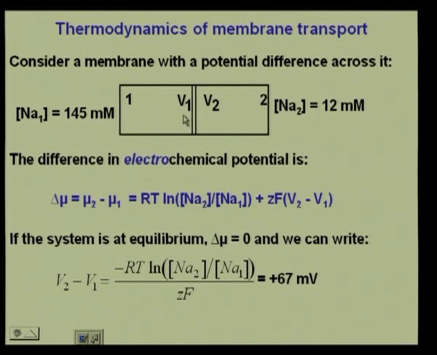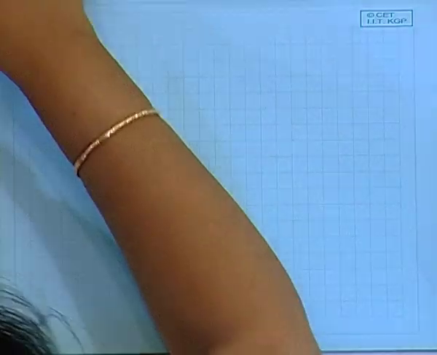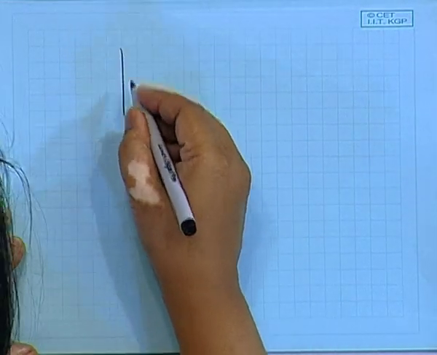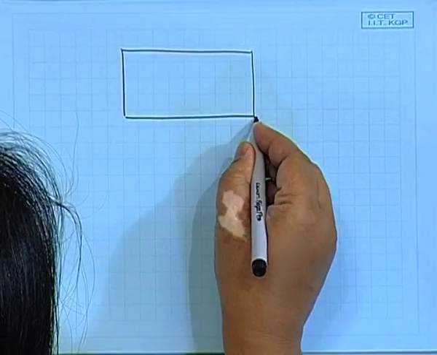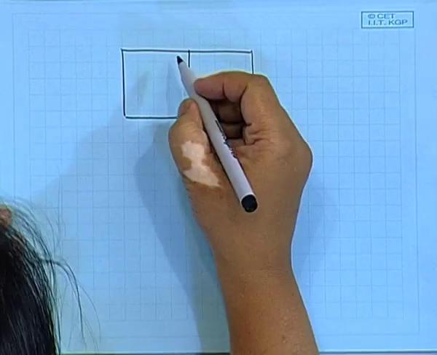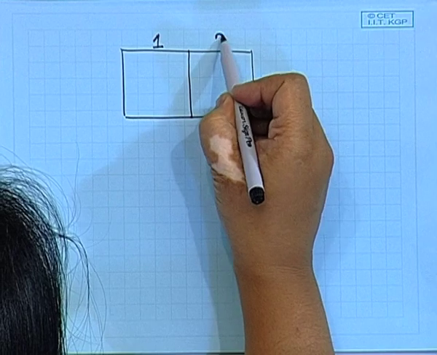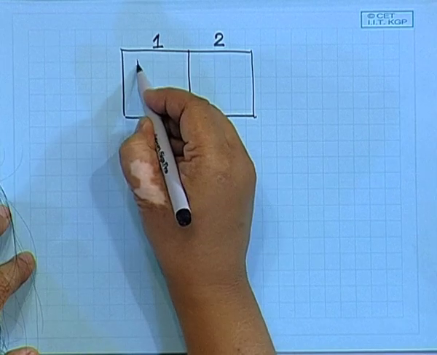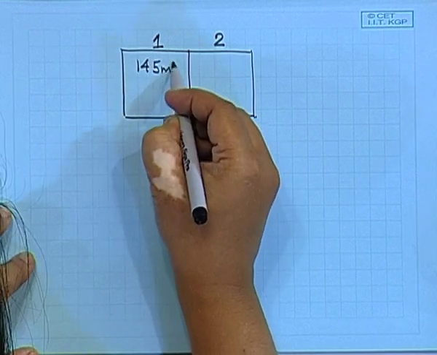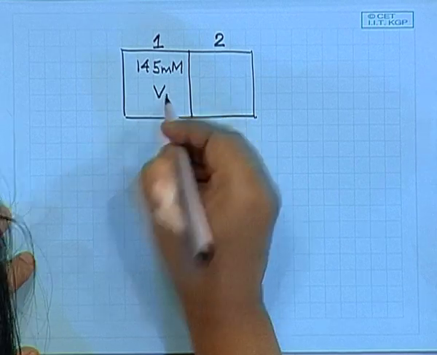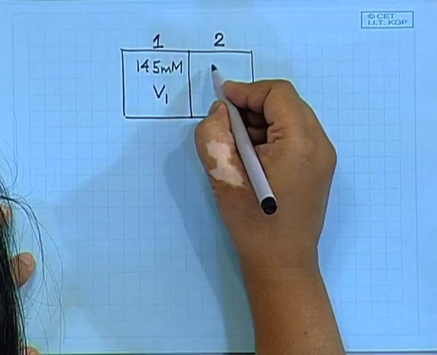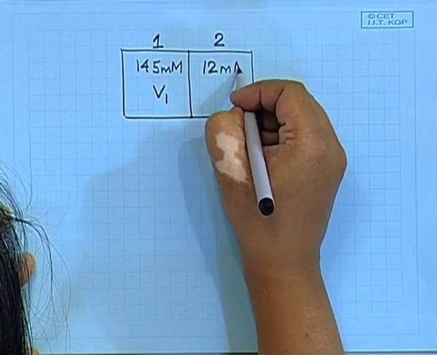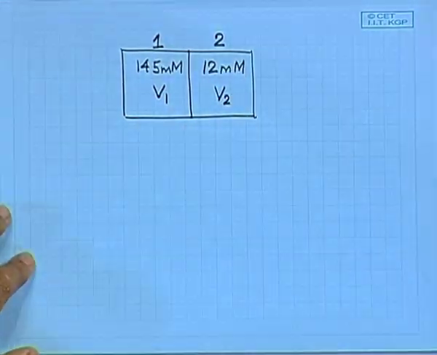I am transferring from 1 to 2, right. So, let us go back to this just to make it clearer. I have my cell, and here I have chamber 1, here I have chamber 2. In chamber 1, I have the concentration at 145 millimolar for sodium and the potential V1. In chamber 2, I have 12 millimolar and V2, which is the potential.